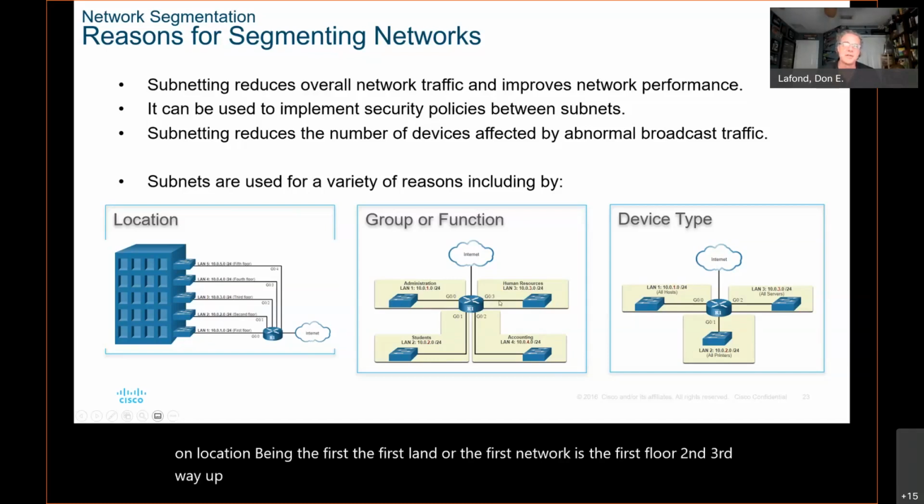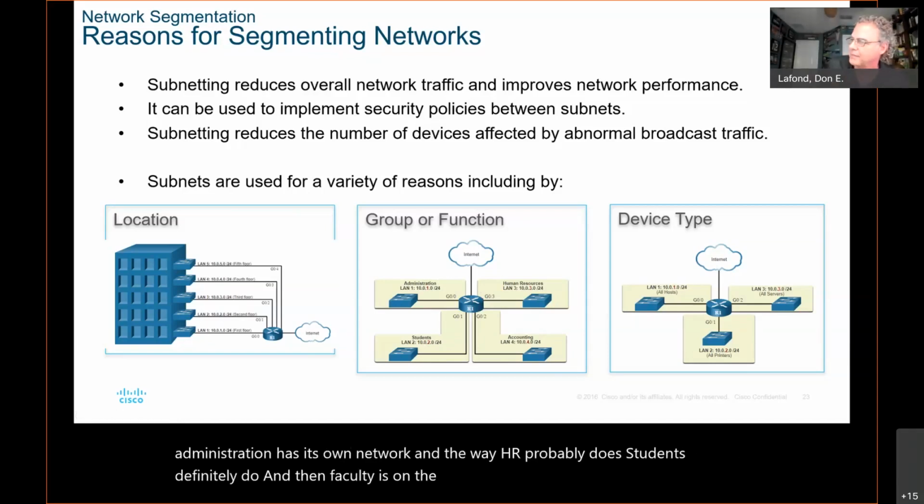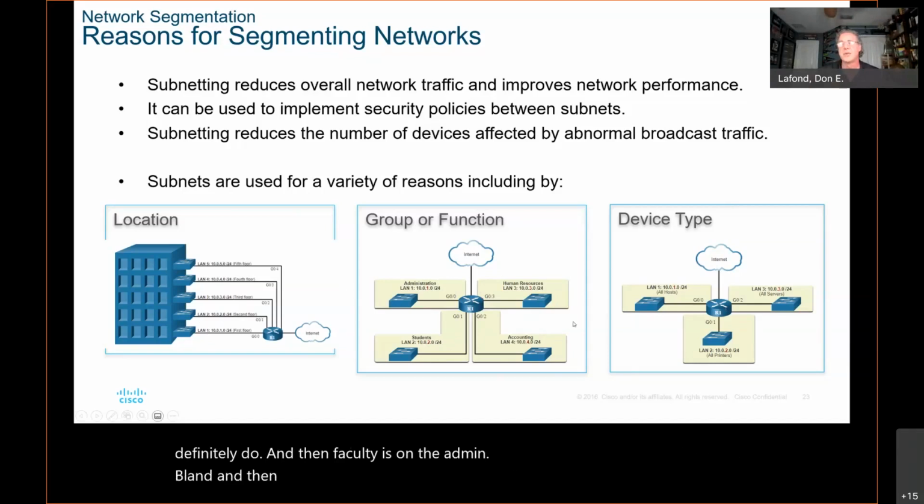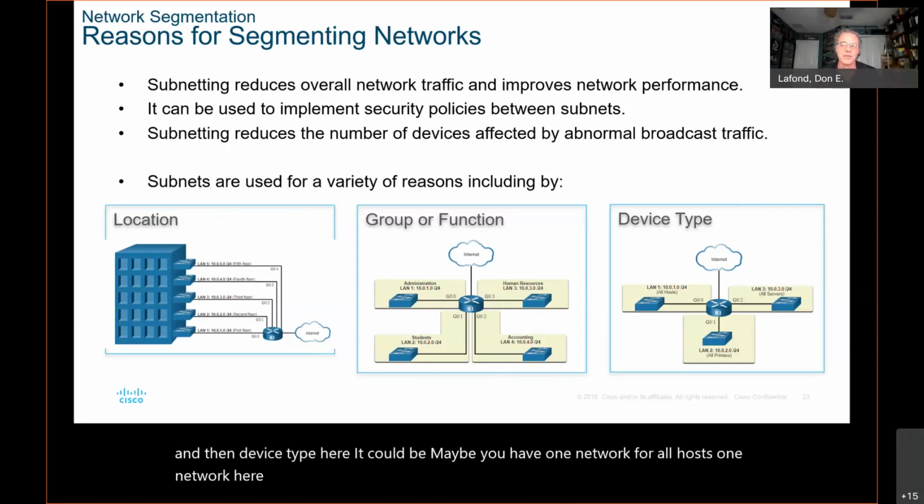Or you can group it by function. That's the way they do it at our school. Administration has its own network, and HR probably does, students definitely do, and then faculty is on the admin LAN. Or by device type, where maybe you have one network for all hosts, one network for all services and servers, another maybe for all printers, etc.